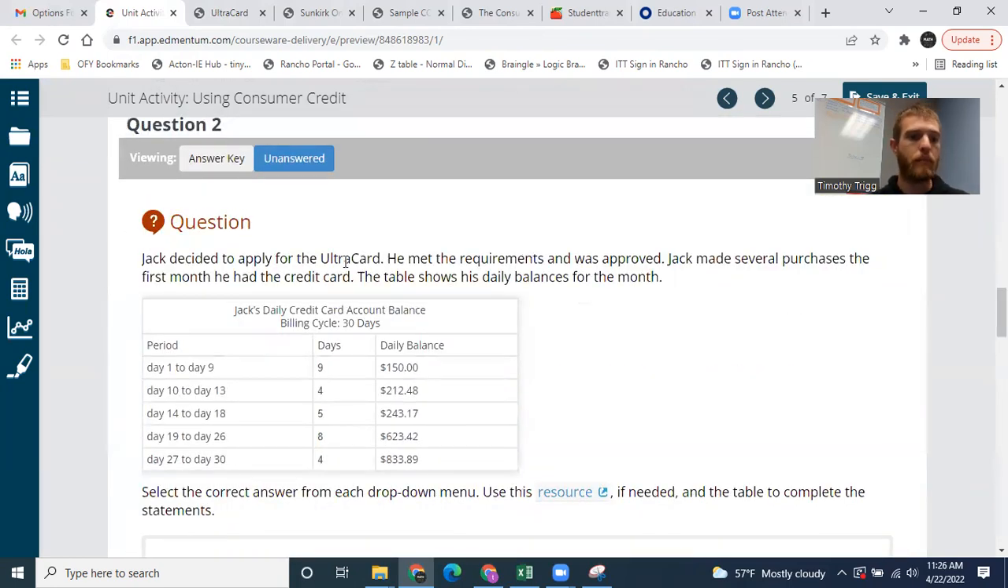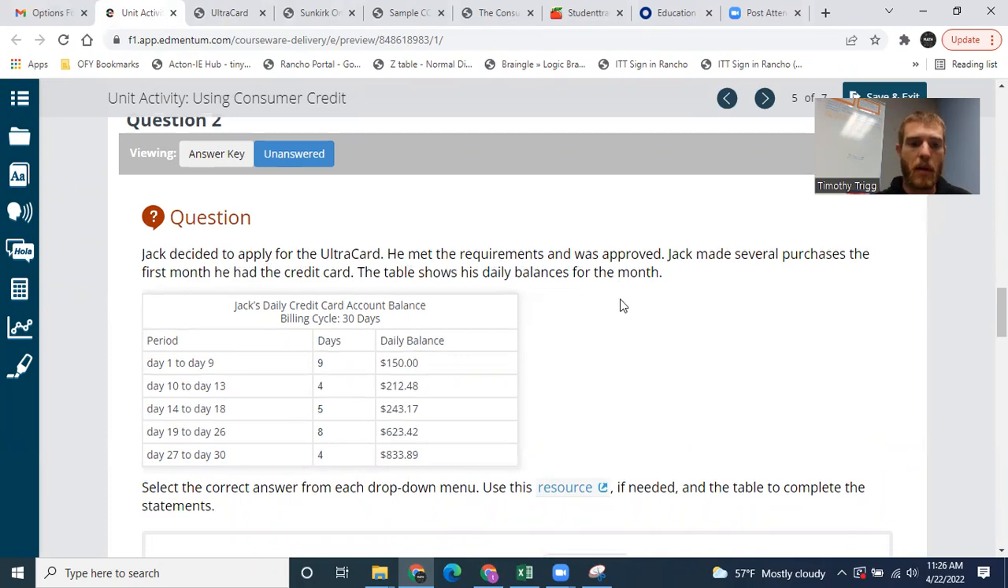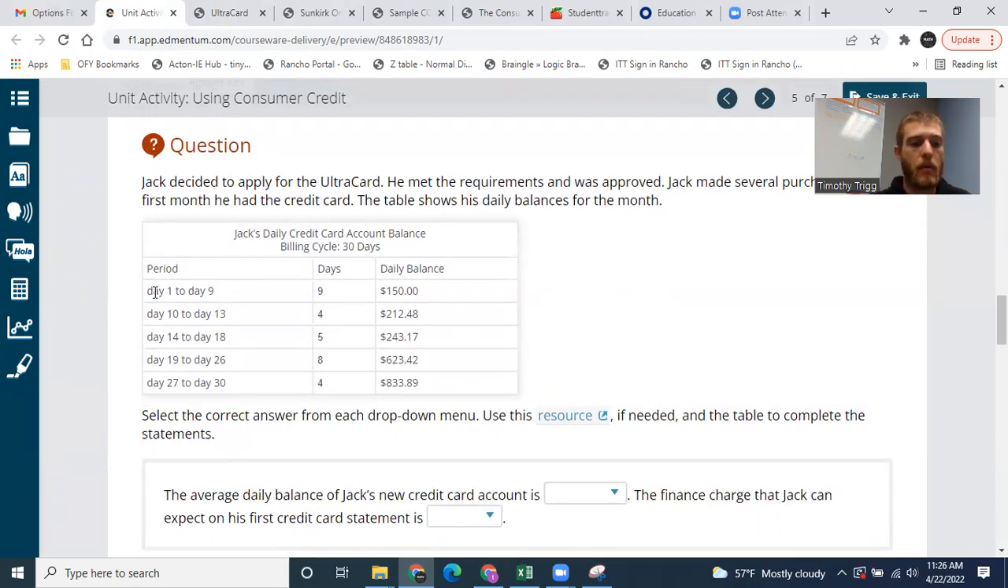Okay, question 2. Jack decided to apply for the Ultra card. He met the requirements and was approved. Jack made several purchases the first month he had the credit card. The table shows his daily balances for the month. So you can see from day 1 to day 9, he had a balance of $150. On day 1, he made a purchase, let's say, for $150. So during those first 9 days, he made that one purchase on day 1, and that's it for 9 days. Then on day 10, he made an additional purchase, right?